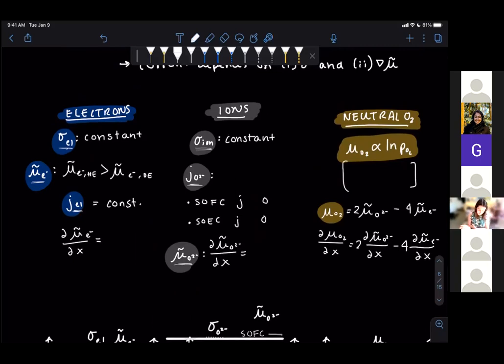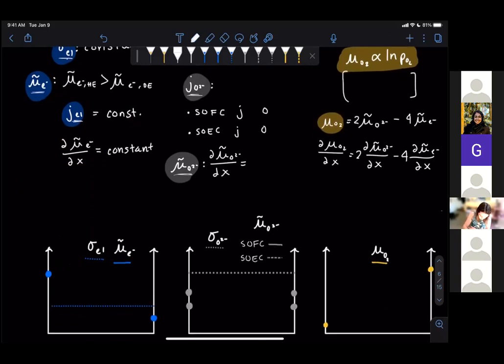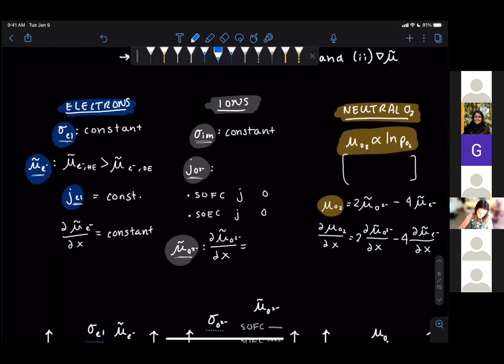And so because the current depends on the conductivity of a given species and the gradient in the electrochemical potential, then we find that if these two things are constant, then this also has to be constant, which means for us that we end up with a linear slope between those two pinned points. So just filling that in here, we can connect these by a straight line. Okay, that's one situation solved. Let's look at the ions.